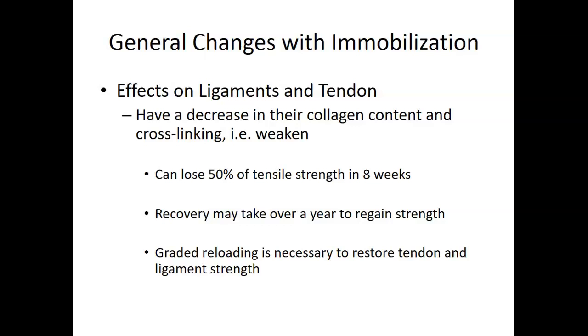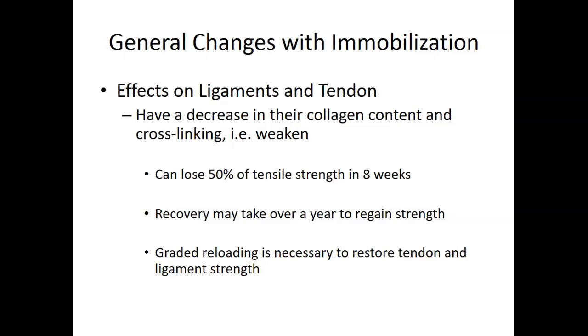Ligaments and tendons also have a decrease in their collagen content and cross-linking, so they weaken. They don't have the ability to withstand the stresses that they did before. So they are less stiff. They lose 50% of their tensile strength in 8 weeks. And tensile strength is the ability to resist that pulling apart, right? So they lose half of that strength.